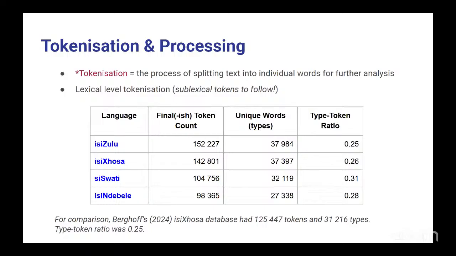Those were the total number of tokens, and I know you're not looking at millions and millions of words. We'll get into that in a little bit. Our unique words ranged from around 37,000 in Zulu to 27,000 in Ndebele. And what we can do with that then is calculate what's called the type to token ratio. And this is actually a measure of lexical diversity.